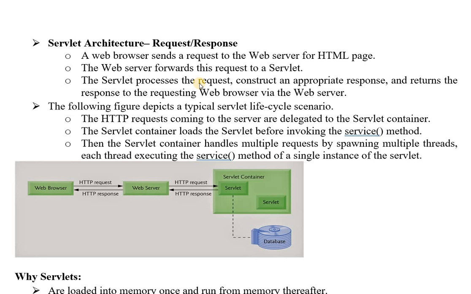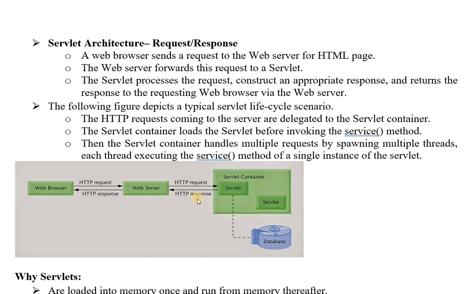Now, the process starts when the web browser sends a request to the web server from the HTML page. So now, the web server has received the HTTP request. This HTTP request is then forwarded to the server. Now, inside the server, there is a servlet container inside which we have multiple servlets. Now, as you can see over here, the servlet will process this request and it will generate an appropriate response. While doing so, it also has access to the database if it wants to take some data, insert some data, or update some data in the database.